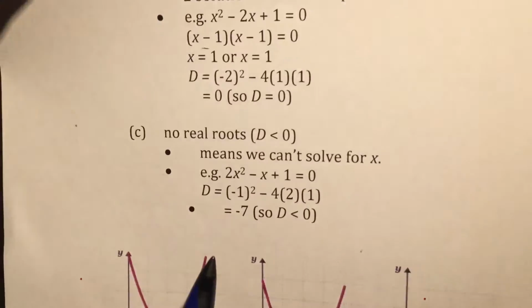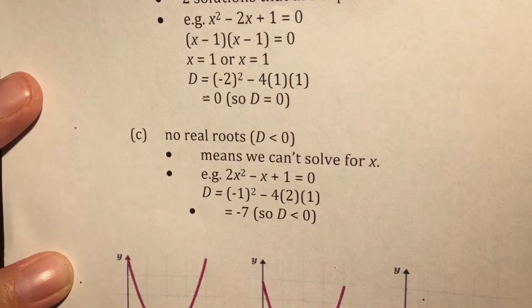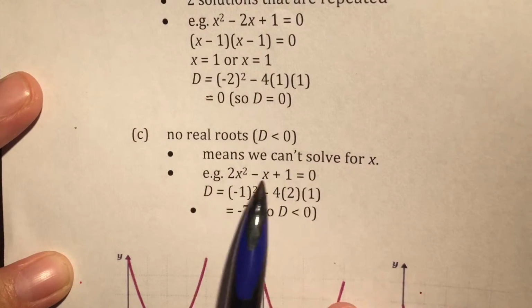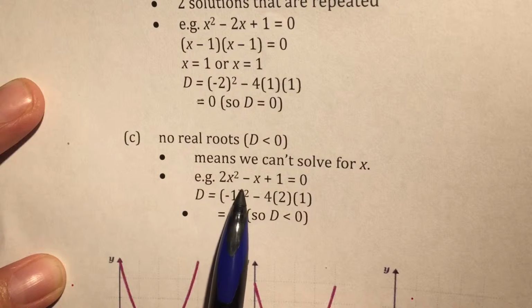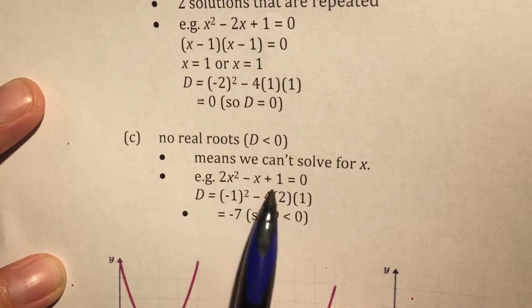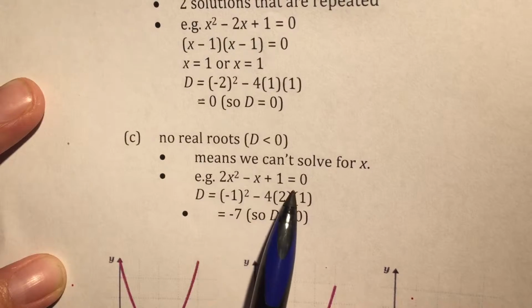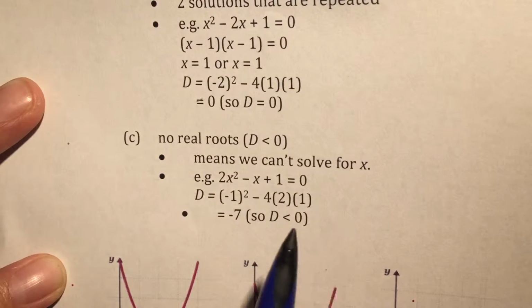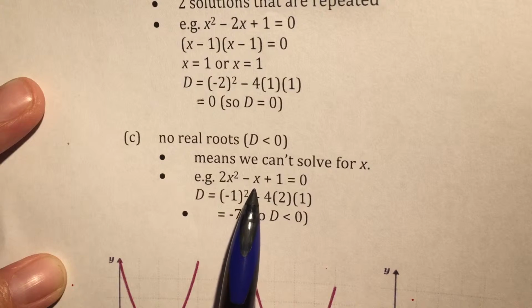And the last case would be if I have no real roots. No real roots means I will not be able to solve for x. For instance, we have this one here, 2x squared minus x plus 1. You could try to use the general formula, and even if you key it into your calculator, somewhere along the way you'll find that it will give you a message called maths error or something like that. It just means that it is not possible to solve it.